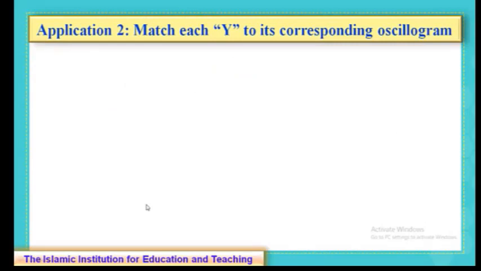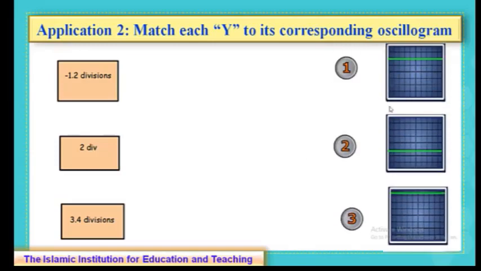Now, we have to match the number of the vertical divisions, or Y, to their corresponding oscillograms. As we see here, this oscillogram is drifted upwards, or it makes a vertical displacement by 2 divisions. So Y here is equal to 2 divisions. The second line is drifted downwards by 1.2 divisions, but Y here is negative because the luminous line is below the axis of time. Concerning the third oscillogram, it is above the x-axis by 1, 2, 3, 3.2, 3.4 divisions. So the answer becomes this way.